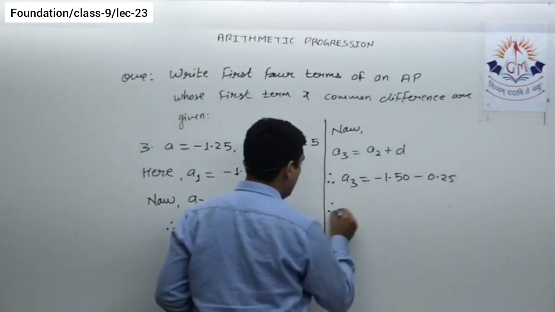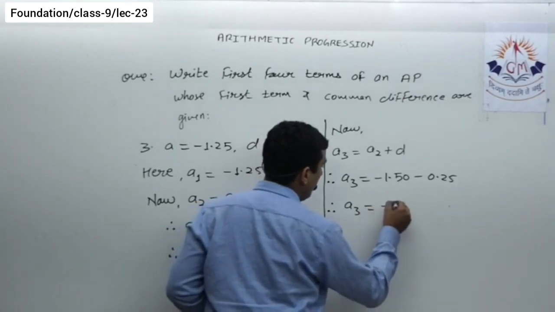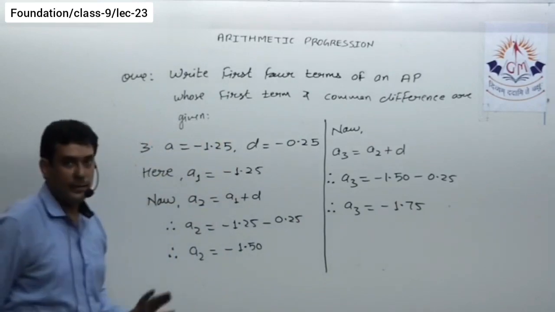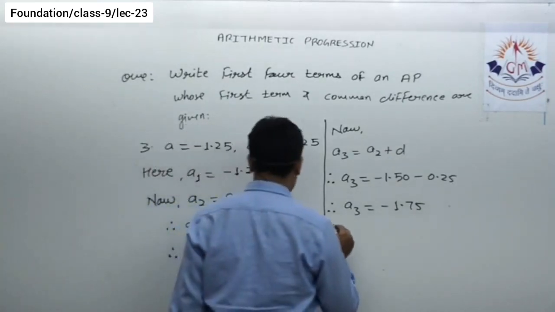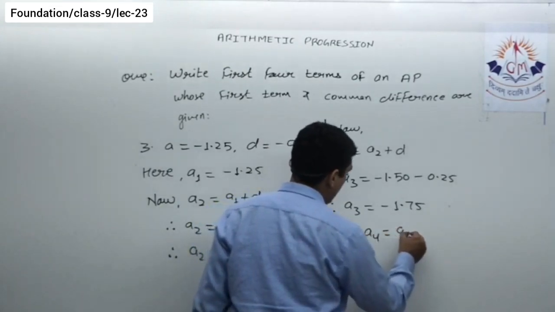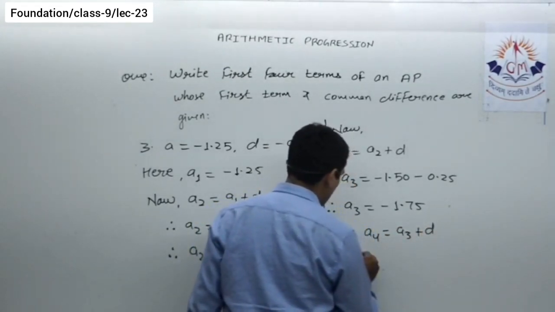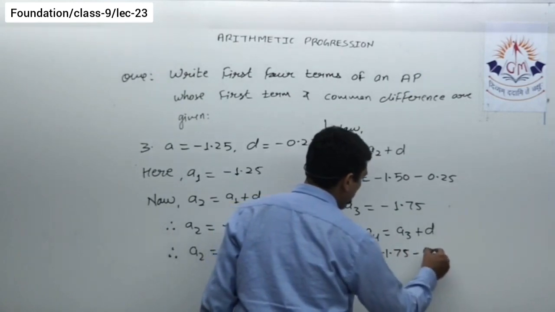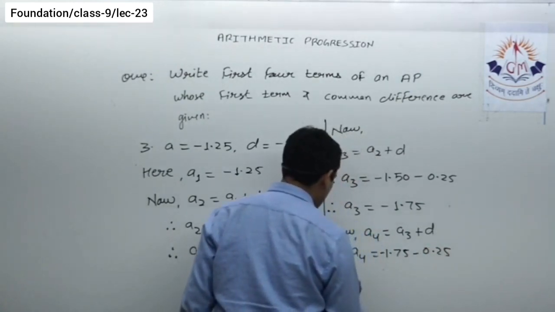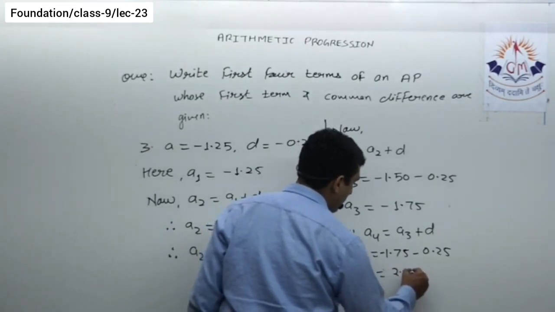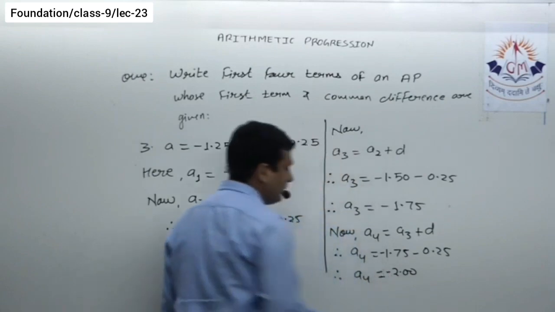Okay, so A3 is equal to minus 1.75. That is the A3. Now we find A4. A4 is equal to A3 plus D. So A4 is equal to minus 1.75 minus 0.25, so A4 is equal to 2.00 with a negative sign, but obviously all the terms are negative.